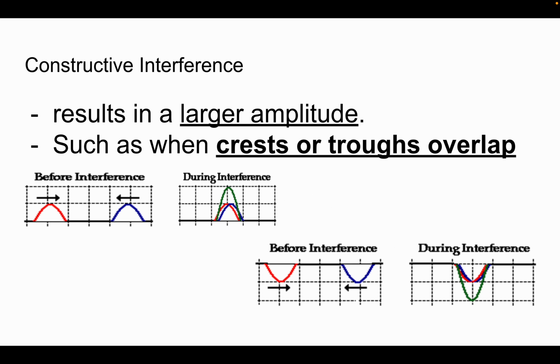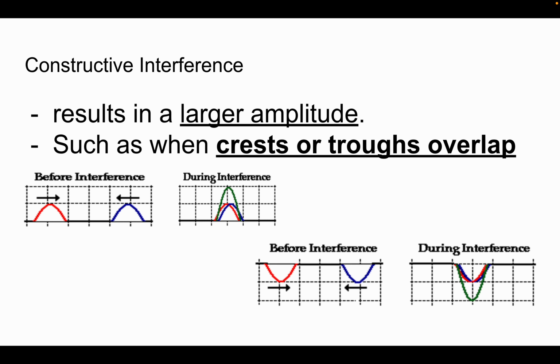In constructive interference, we result in larger amplitudes, which means our crests and troughs are higher away from that middle point. When crests and troughs overlap, we can see that the amplitude is higher. In this red and blue wave, you can see that they're going to interact, and when they interact, it creates that new green wave, which is twice as tall, or is the addition of the red and blue wave. And so that crest is taller.